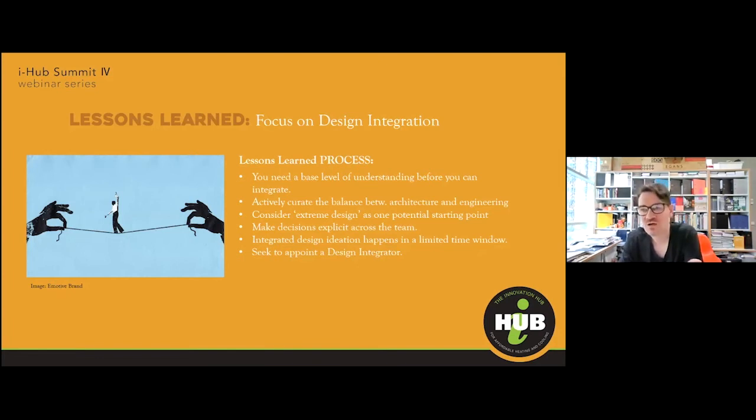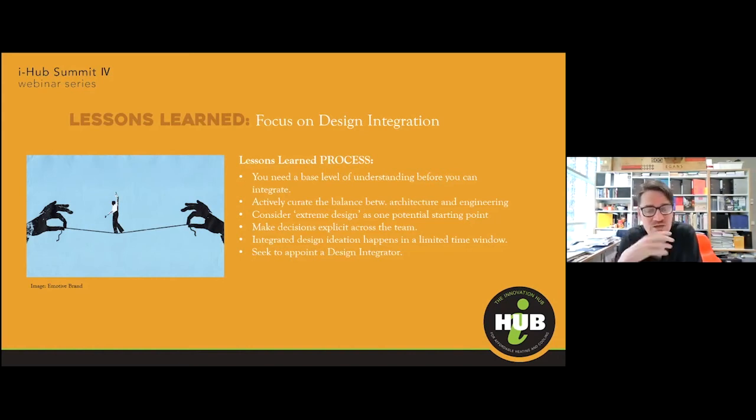We knew and we realized after the second semester that we needed to be very careful in how we curated and how we had somebody, and in our case, it was a studio tutor, to help curate the balance between architecture and engineering. It's quite easy that you move into one or the other direction, and sometimes it is not quite clear. So having active curation really helps.